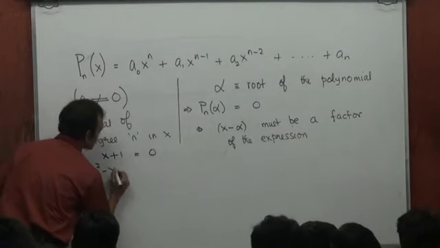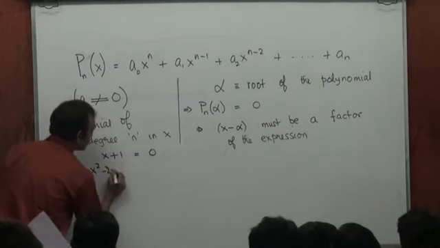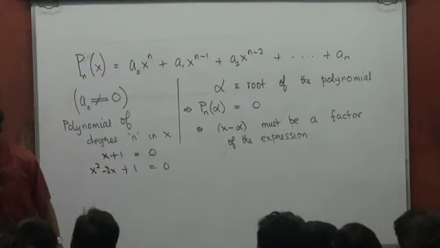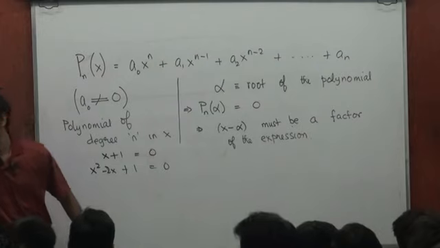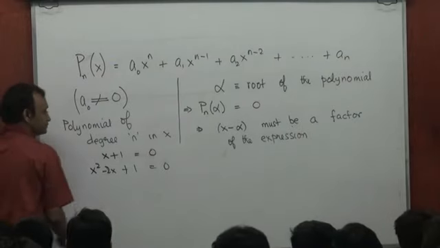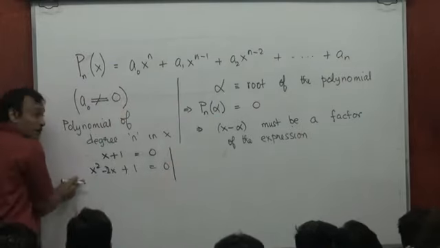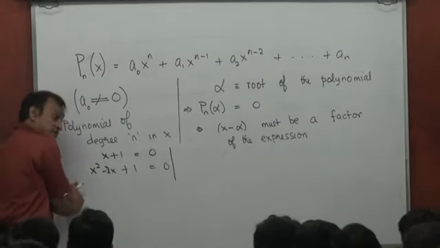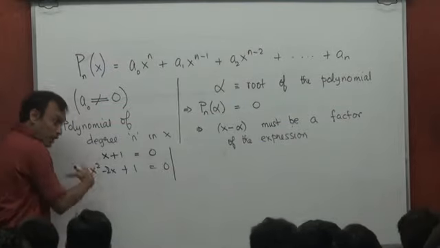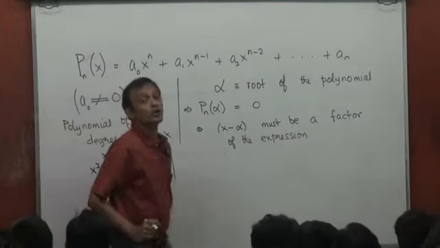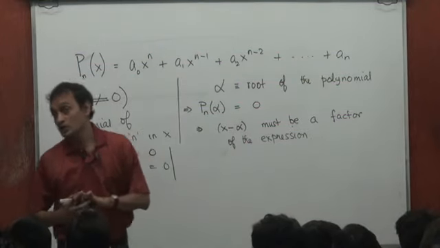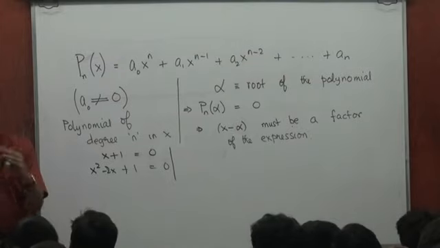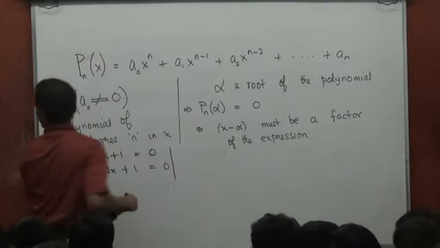x squared minus 2x plus 1 equal to 0 is true for two values of x that are coincident, both 1. So these are equations. They are true for finite values of x. But you could also have an equation, a statement, that is true for infinite values of x.